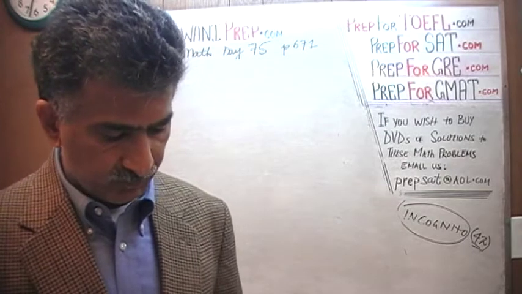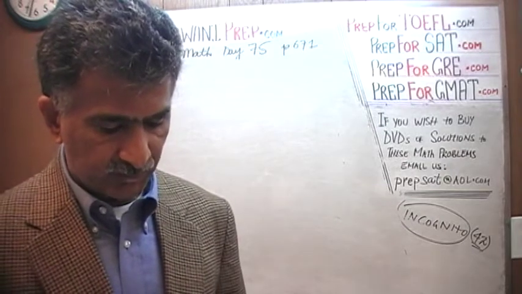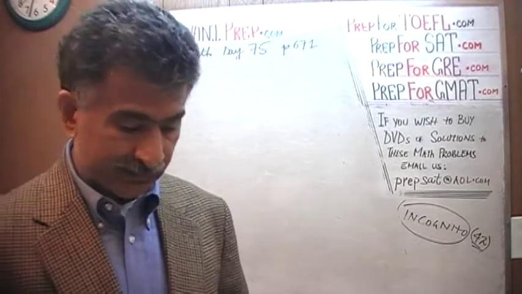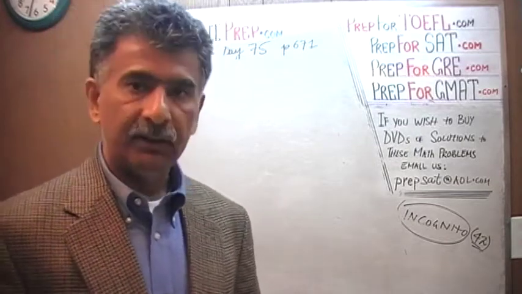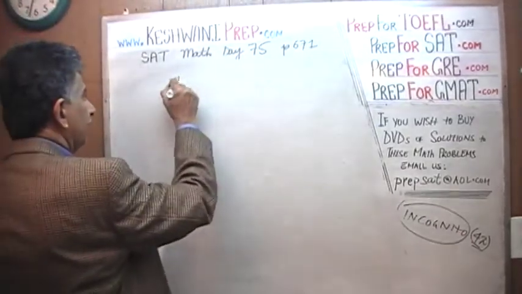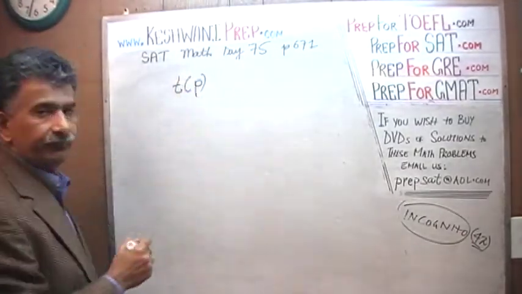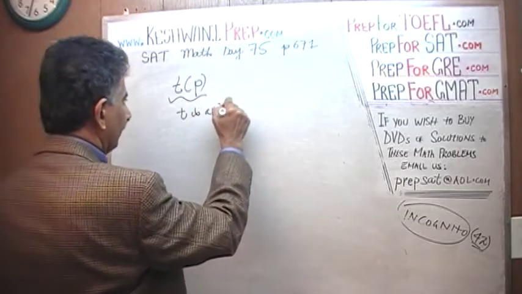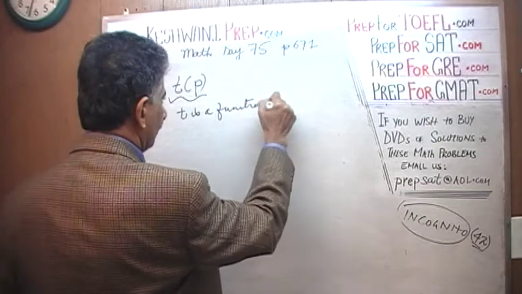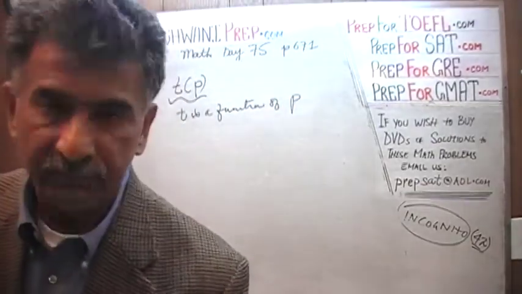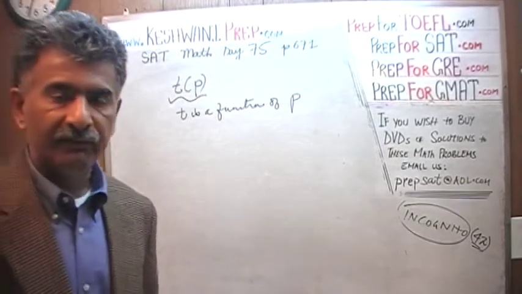Based on the data, which of the following functions best models the relationship between t, the number of seconds to complete the maze, and p, the number of practices? So the relationship here is that we are told that t is a function of p. That's how we read it. T is a function of p. Now, before we go any further, let's first understand what that means. What does it mean when you say t is a function of p?